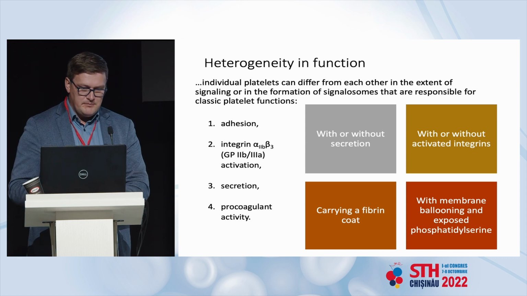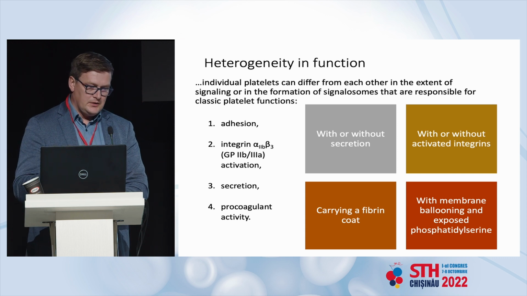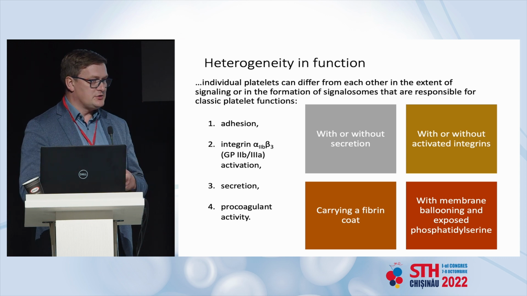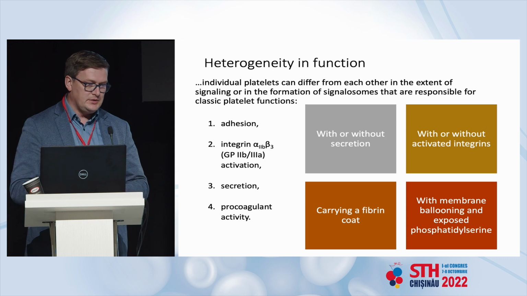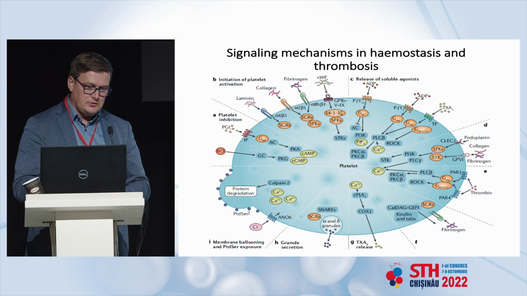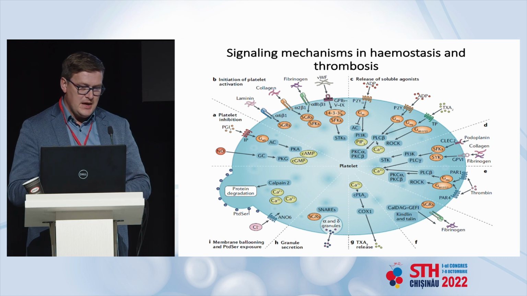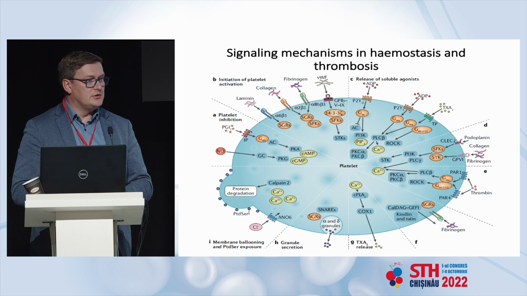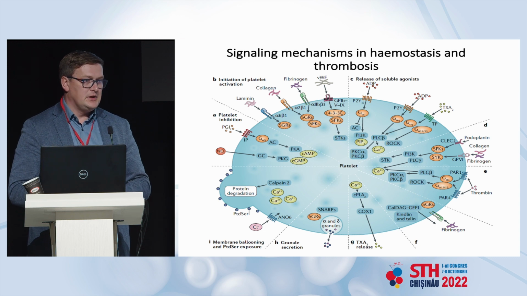Let's go through the main signaling mechanisms which are really related to interconnection between platelets together and the environment, and also with other cells in the bloodstream like leukocytes. So let's start with the main function of platelets in normal blood vessel. It is inhibition of procoagulant pathways.